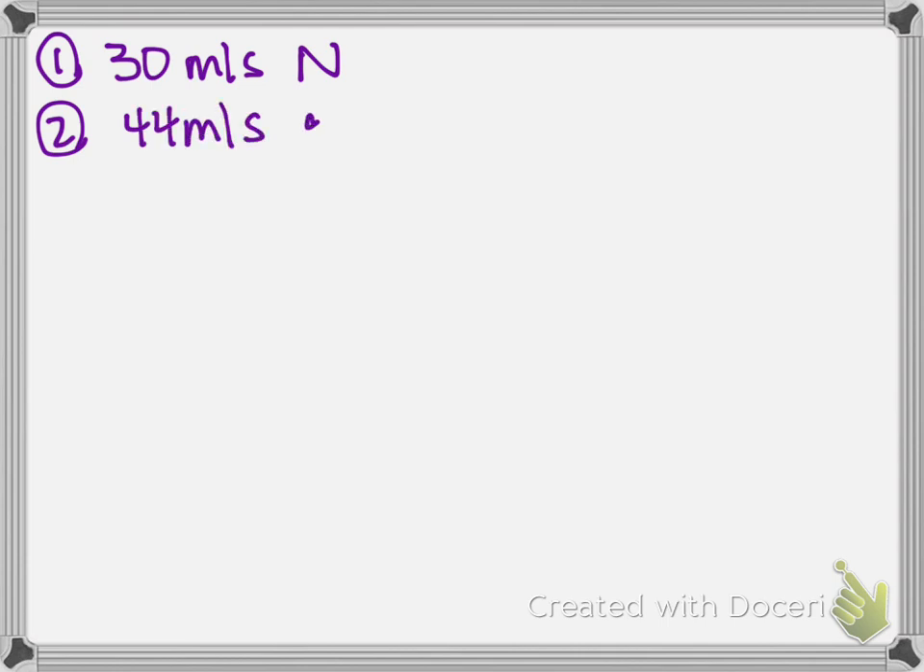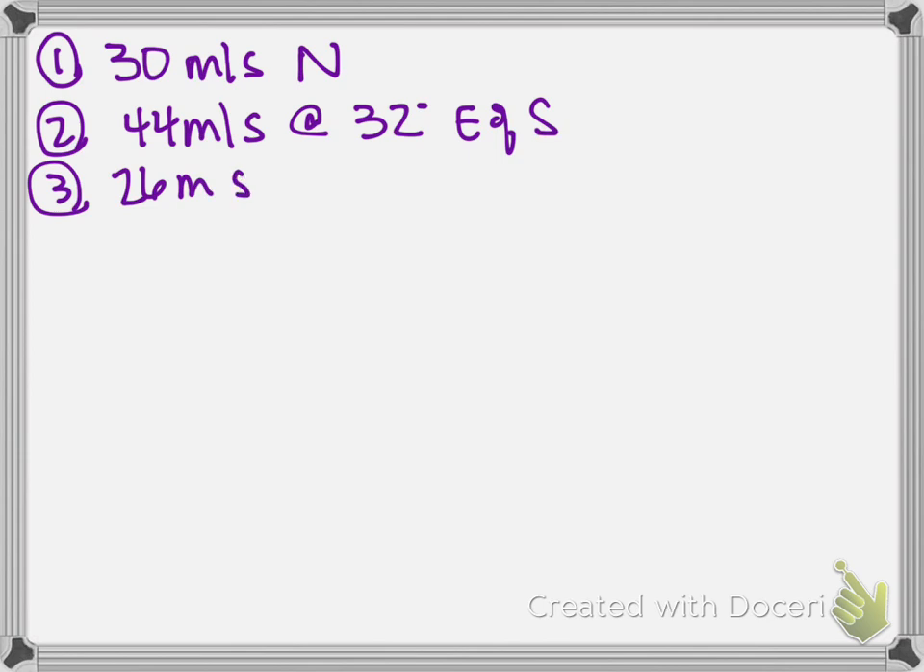All right, let's add these vectors. Number 1 is 30 meters per second north. Number 2 is 44 meters per second at 32 degrees east of south. And the third one is 26 meters per second at 15 degrees west of north. Okay, so you've got 3 vectors here. I want you to add these vectors mathematically.